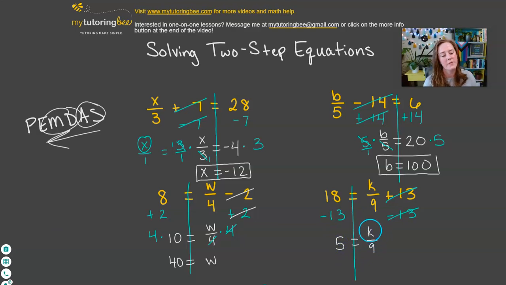Okay. Now we've got k is being divided by 9, so we're going to undo that division by multiplying. And again, you can put that over 1, make it a fraction if you need to. Those 9s will cancel out, leaving us with just k over 1, or k. And then 9 times 5 is 45.